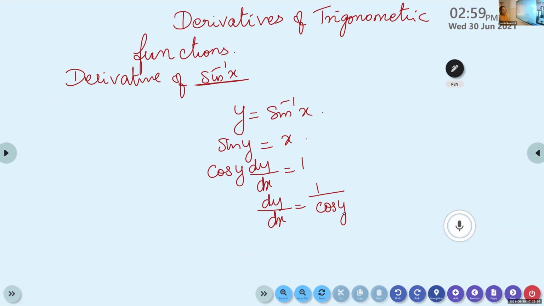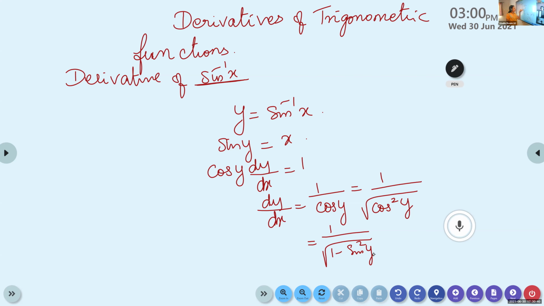Listen, children, how I am going to convert it, that is important. This cos y, is it possible to write like this, root of cos square y? Aditya, is it correct? Root and square, will it get cancelled? Yes, so we can write this as 1 by root of cos square y. What is cos square y? We can write this as 1 minus sine square y, using the trigonometric identity.